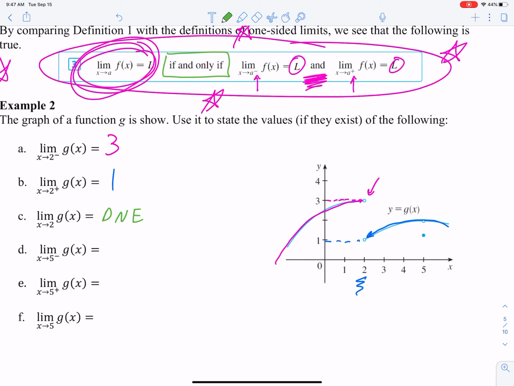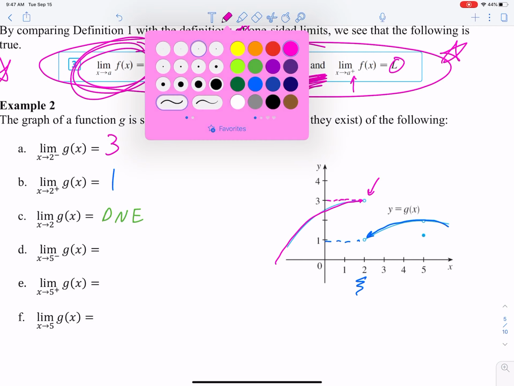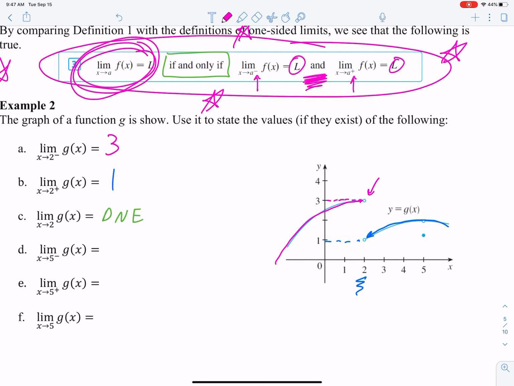If you've ever seen that movie Mean Girls with Lindsay Lohan, remember? She gets all excited. The limit does not exist, right? Well, if you have time, watch that movie. It's funny. All right, moving on.